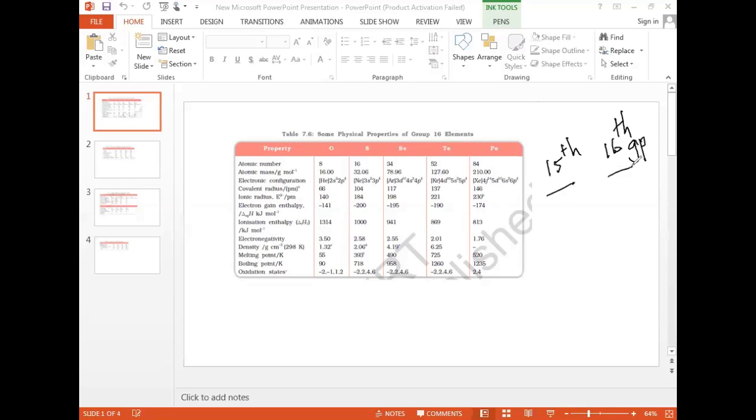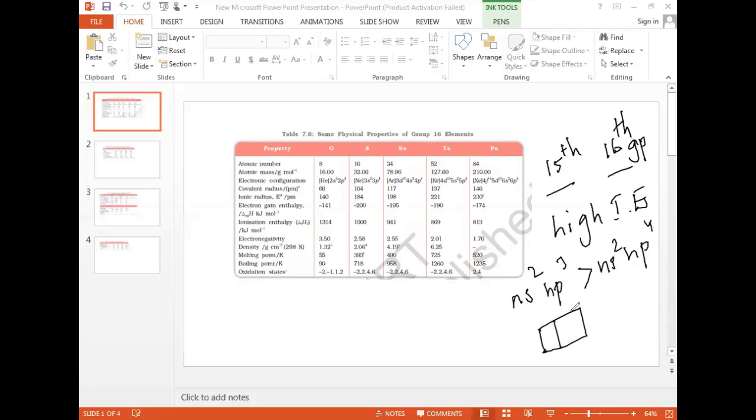When we take 15th group and 16th group, where can we expect a high ionization enthalpy? In 15th group elements, we can see the highest ionization enthalpy when compared to 16th group, because in the 15th group, the 3 electrons each occupy one orbital singly. In the case of 16th group, we fill the electrons like this, 1, 2, 3, and a fourth electron will be coming like this, because half-filled electrons have greater ionization enthalpy when compared to incompletely filled ones.